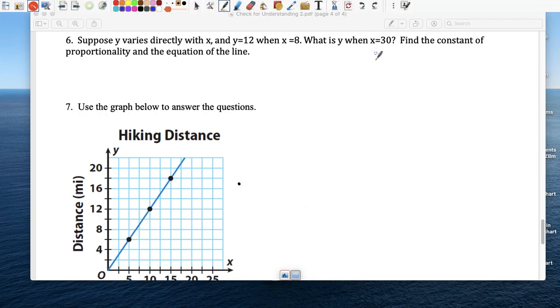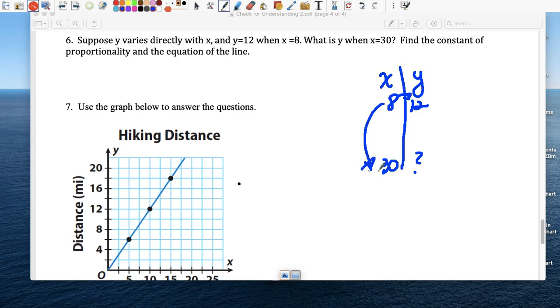So when x is 8, let me write the table. When x is 8, y is 12. You want to know when x is 30, what is this value? Well, when you find that relationship, if it's proportional, can you find a relationship? Hey, you can find a relationship here if you wanted to. What times 8 equals 30? You would have multiplied it the same way.